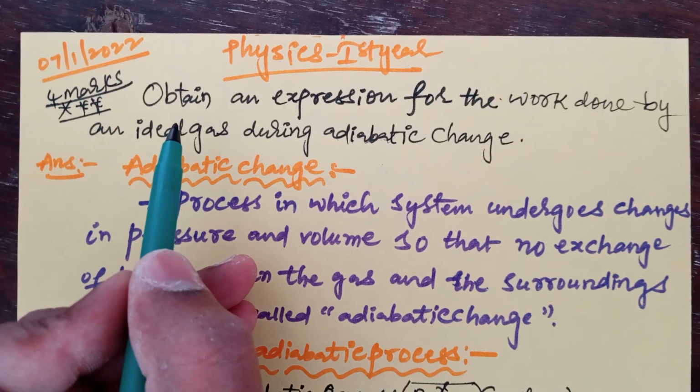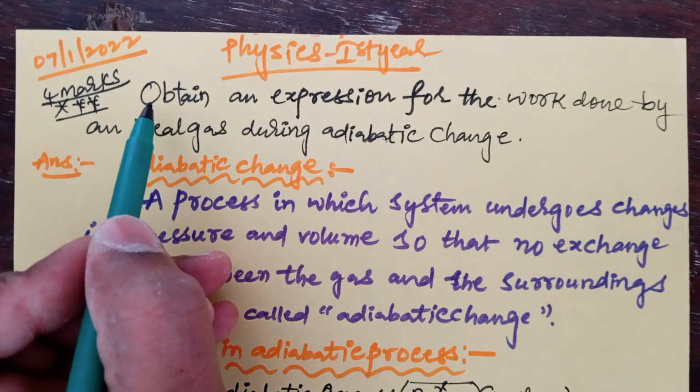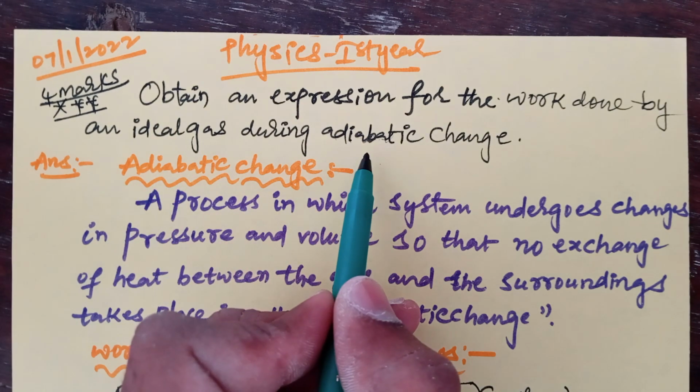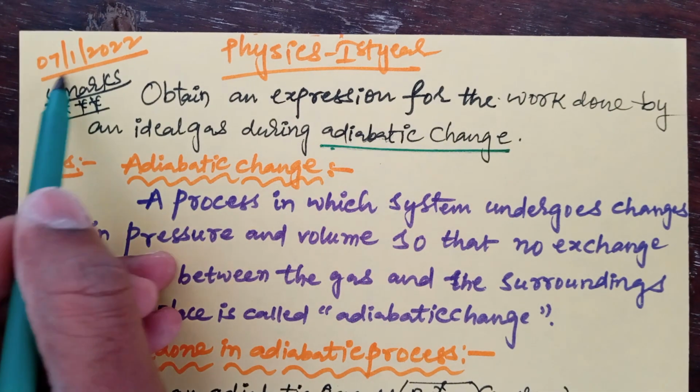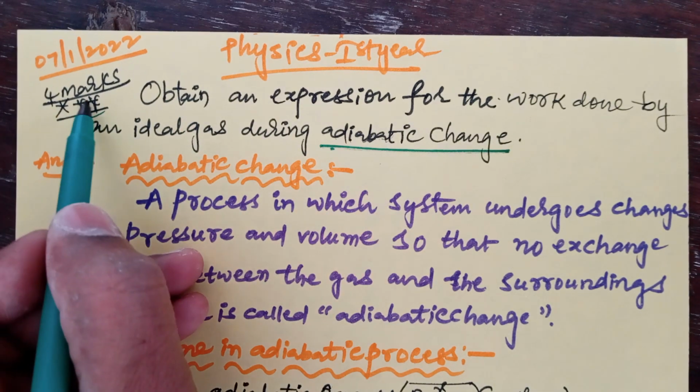In the next question we have to proceed in the same way, but the process is changed. What is that? The adiabatic process. This question is also very important for 4 marks.